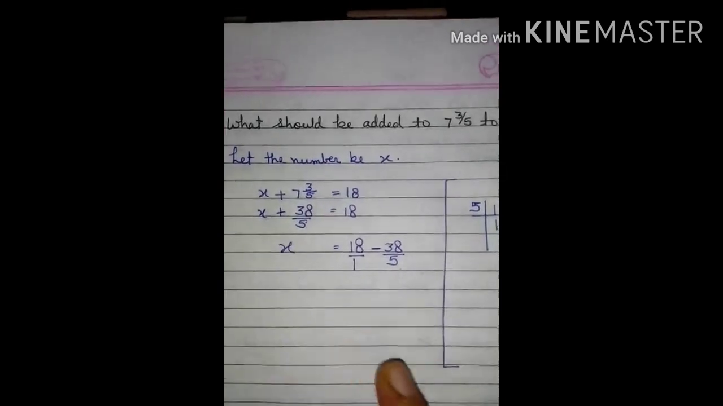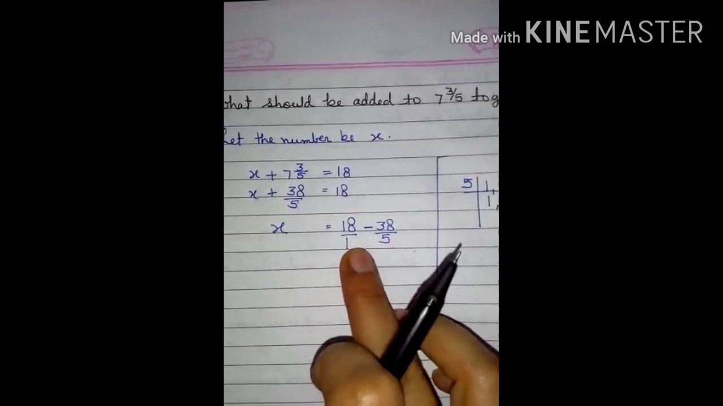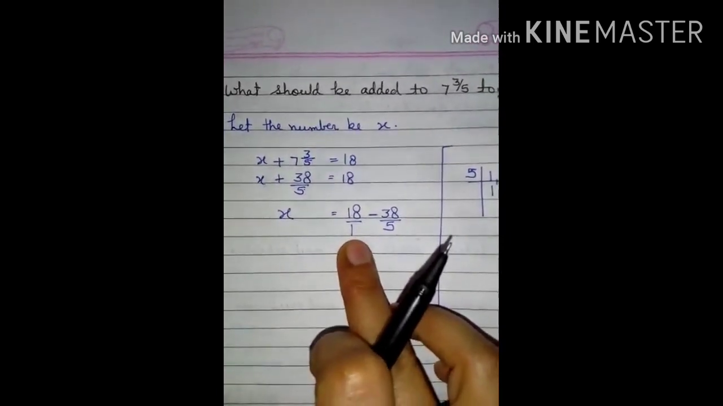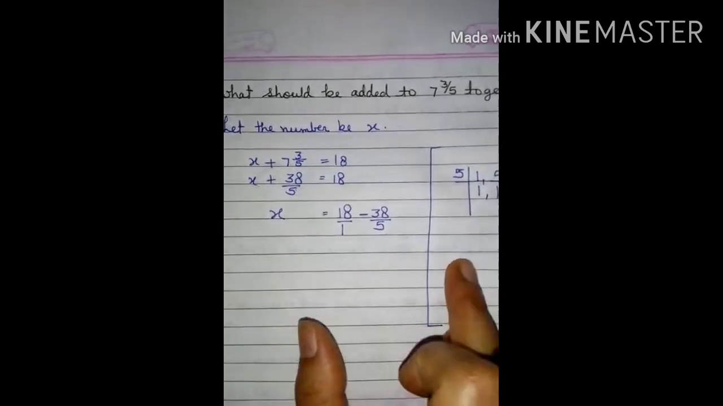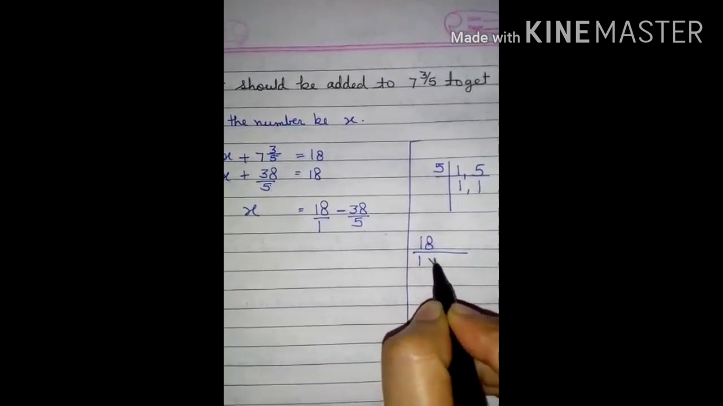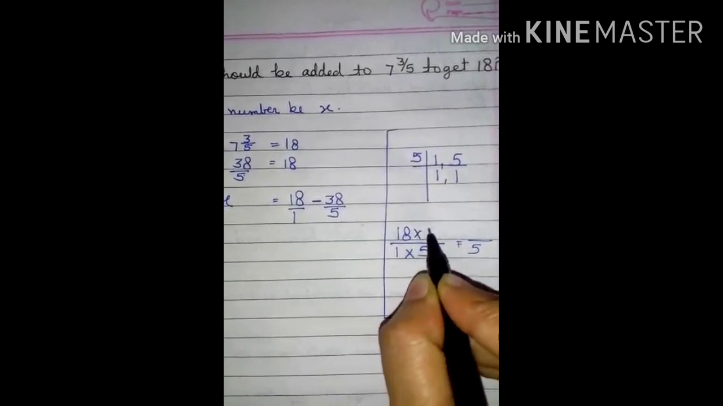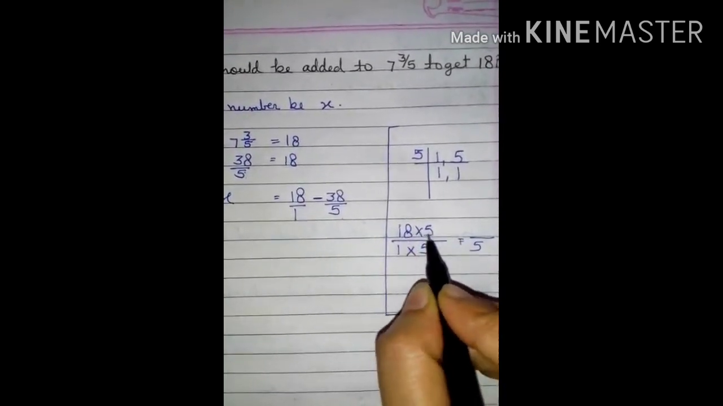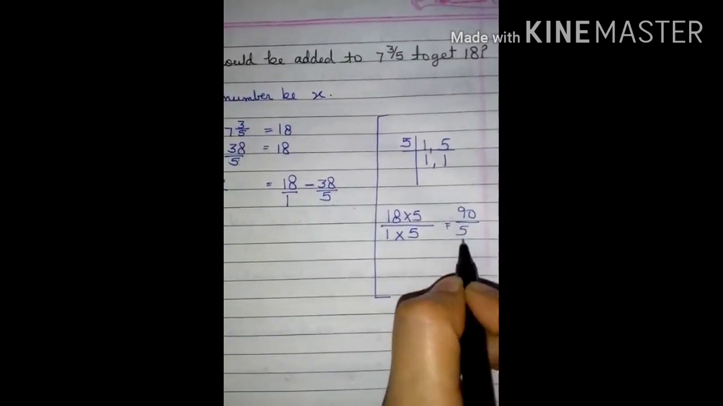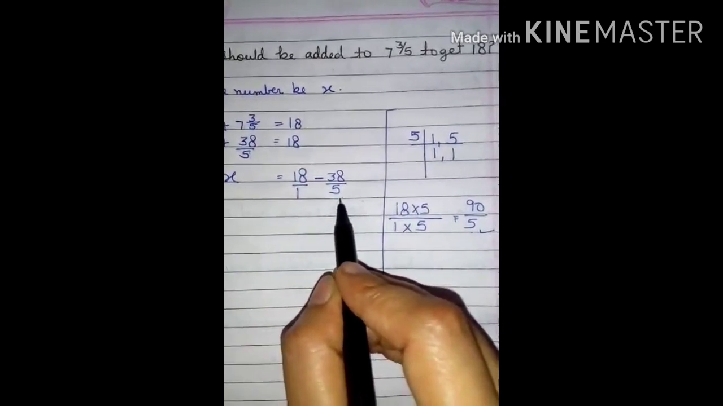Now students, LCM is 5. 38 upon 5 already has 5, but in 18 upon 1 the denominator 1 is there, not 5. So first I will make the denominators the same, and I am doing it in the rough column. First I am taking 18 upon 1. As you know, when I multiply by 5, then the denominator will be 5, and upside also I will multiply with 5. Then 18 multiplied by 5 will be 90. Now this is 90 upon 5, and this is already 38 upon 5. Now we can easily subtract.